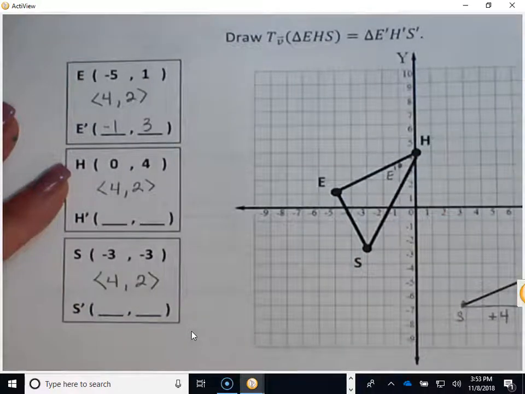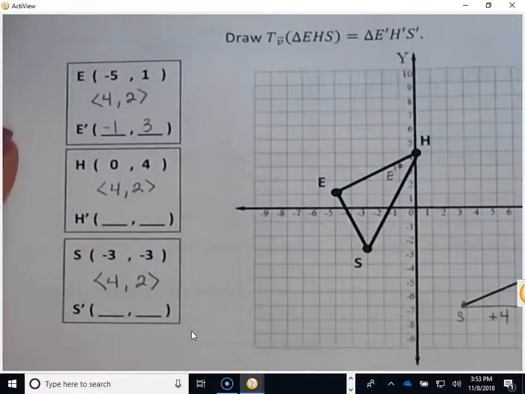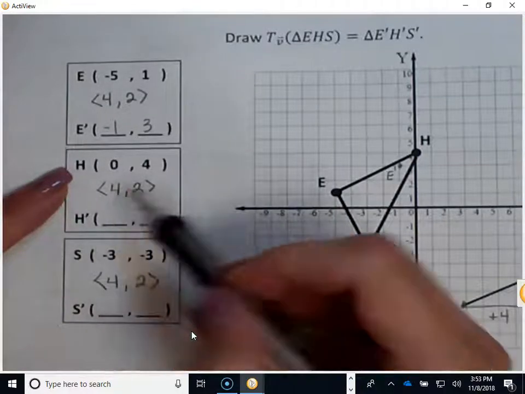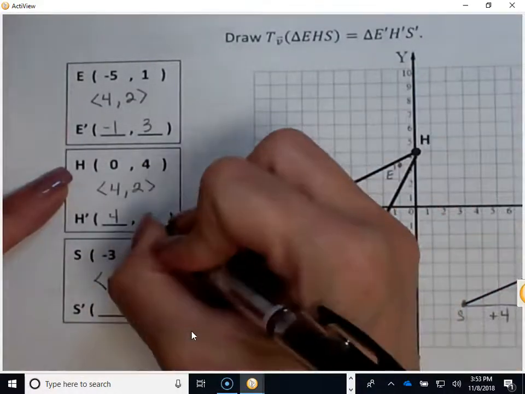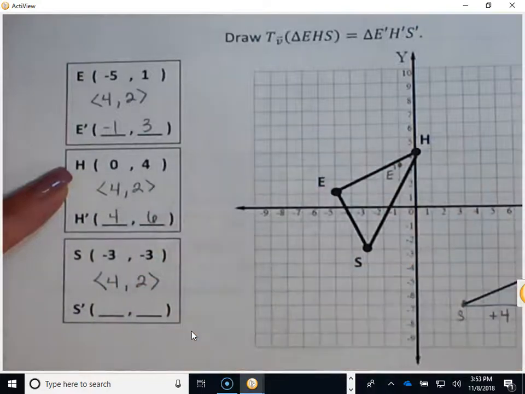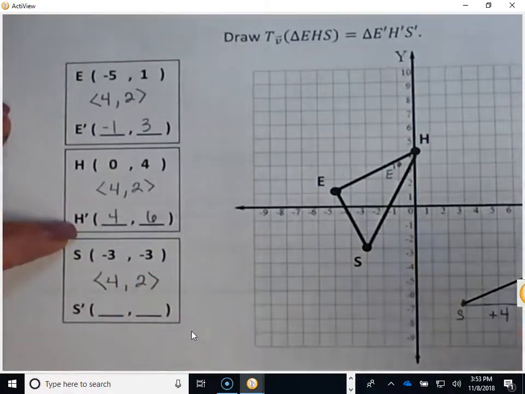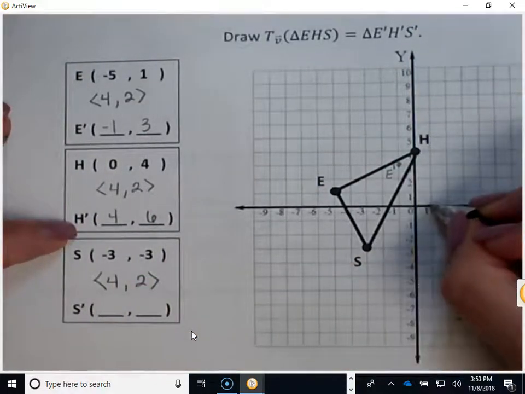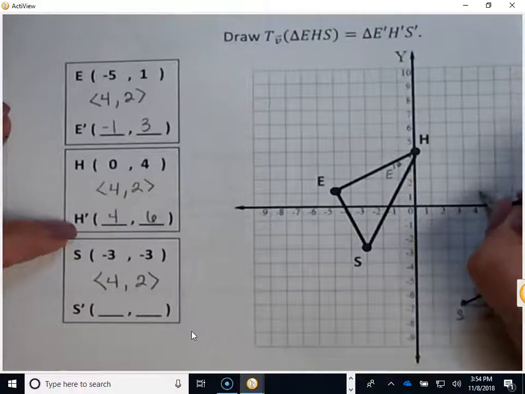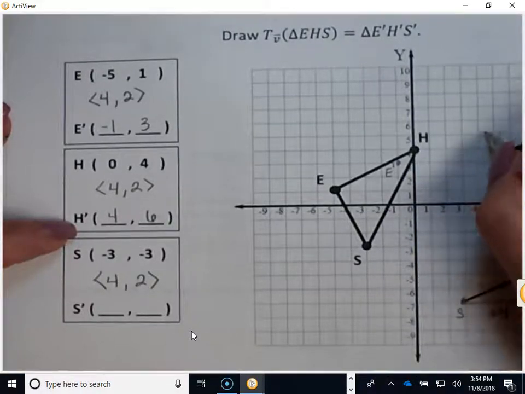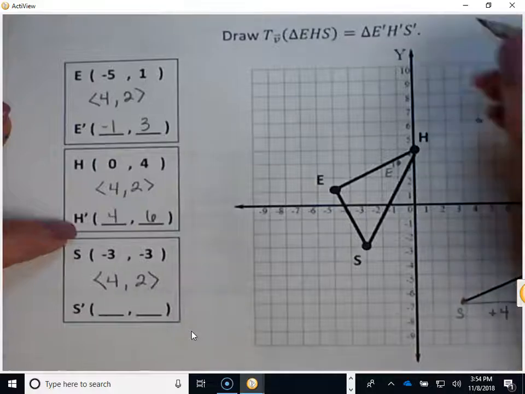You're welcome to graph it now, or you can wait until you get all 3 coordinates. It's up to you. So for H, we're taking 0 plus 4 because it's positive 4. So that's 4. 4 plus 2 gives me 6. So I got the point 4, 6 for my H prime. From the origin, since it's positive 4, go to the right 4. And since it's positive 6, we go up 6. So here is my H prime.